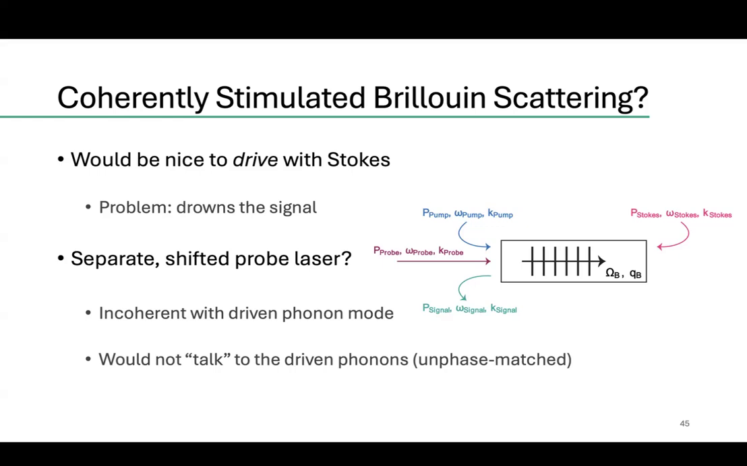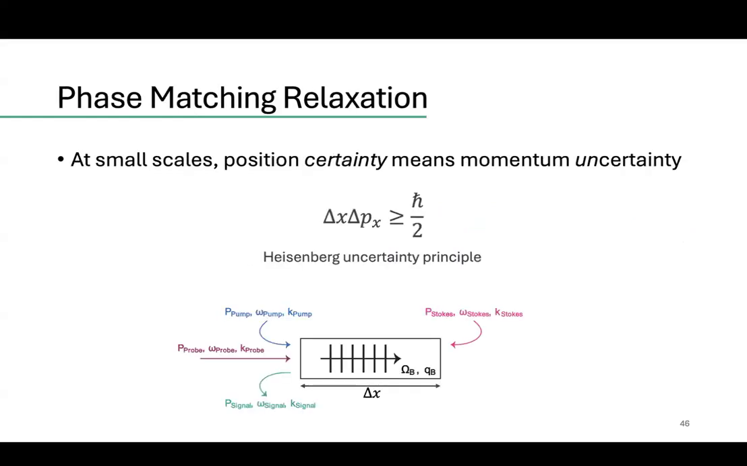So the pump and the Stokes would be driving one phonon mode, and the probe would be just completely missing it, not interacting with it, not phase matched. However, given that we have an uncertainty principle, which speaks to the more localized in space, the more necessarily broadened in momentum, we can actually enter this regime for very small interaction lengths, which translates to short length samples, whereby we get a little bit of wiggle room.